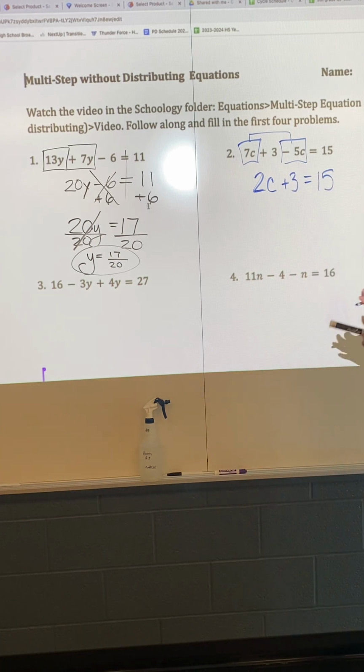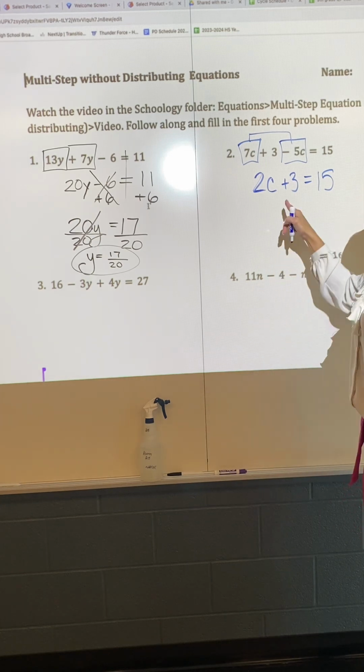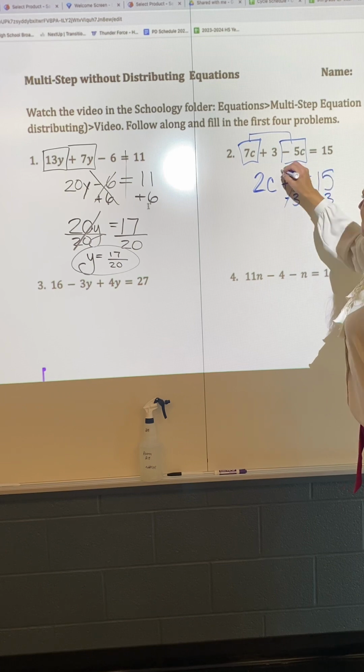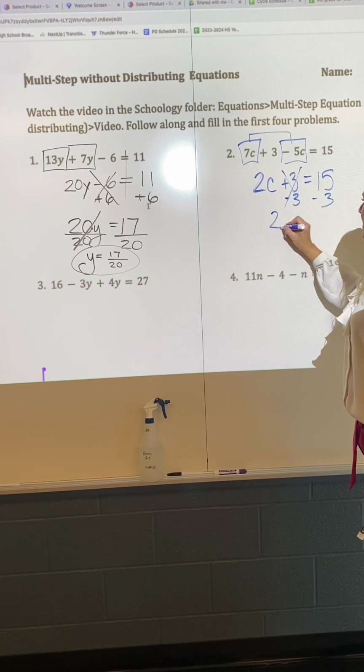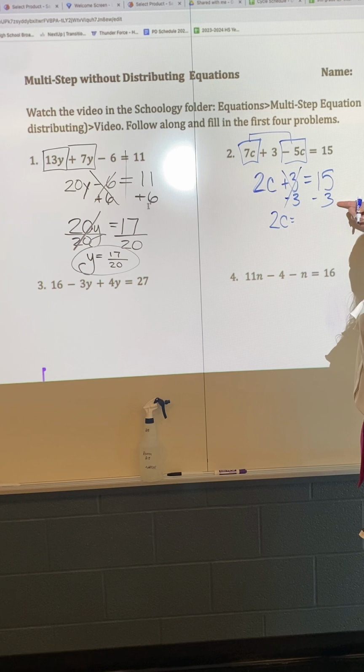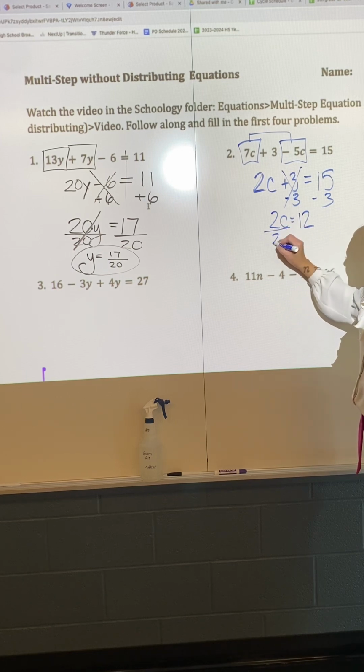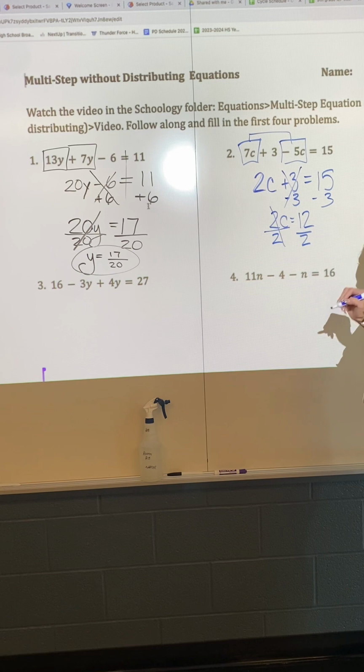Now my ultimate goal is always to get the variable by itself. So in order to get the c by itself, I want to get rid of that 3. Let's subtract it on both sides. That's gone. Bring down my 2c equals 15 minus 3 is going to give me 12. Perfect. And last step, again, I want to get rid of that multiplication that's happening, so I'm going to divide on both sides. That just cancels out the multiplication, and 12 divided by 2 gives me 6. All right, we're getting there.